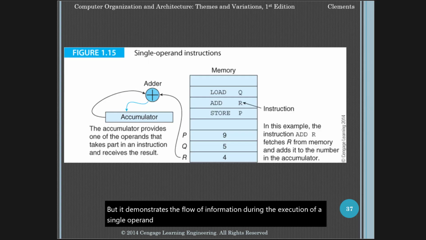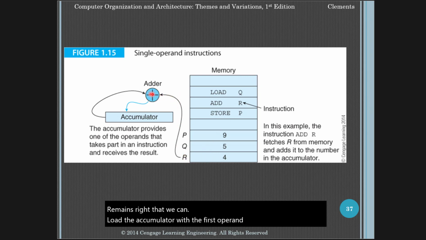So let's look at this in a visual format. We can load the accumulator with the first operand. So we put this into our adder, and we put that into the accumulator. The accumulator provides one or more of the operands that take part in the instruction and receives the results. And then we store the result in the third operand. And we can see how the accumulator in this case acts as the bottleneck, because all of the data has to flow through it.